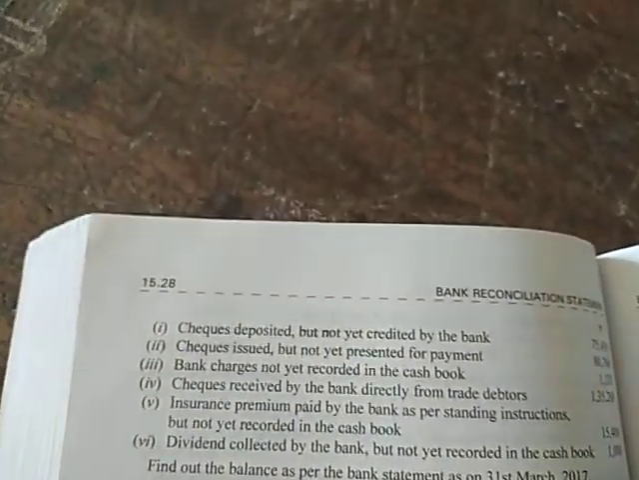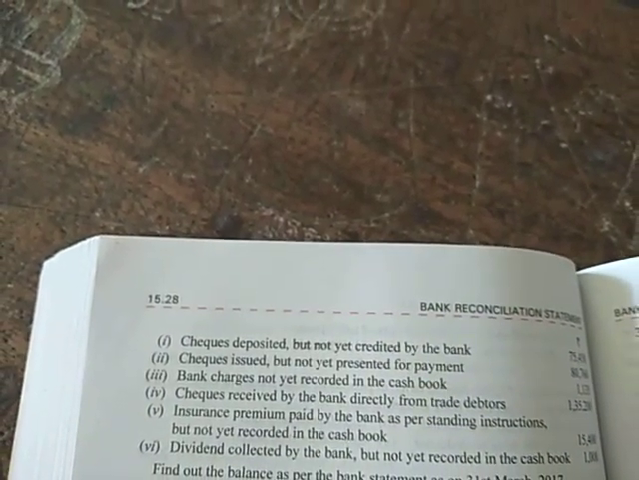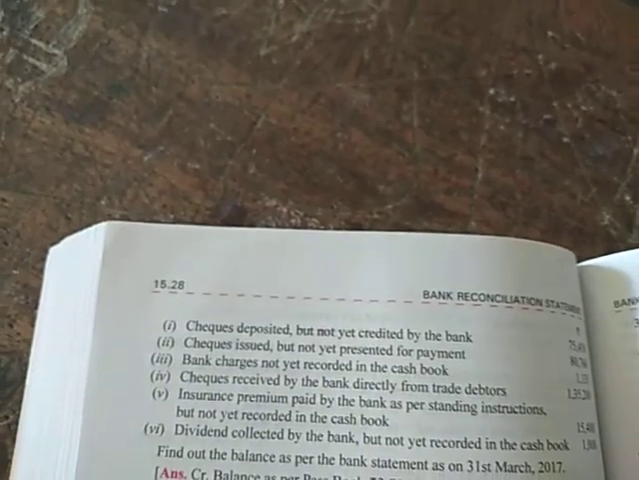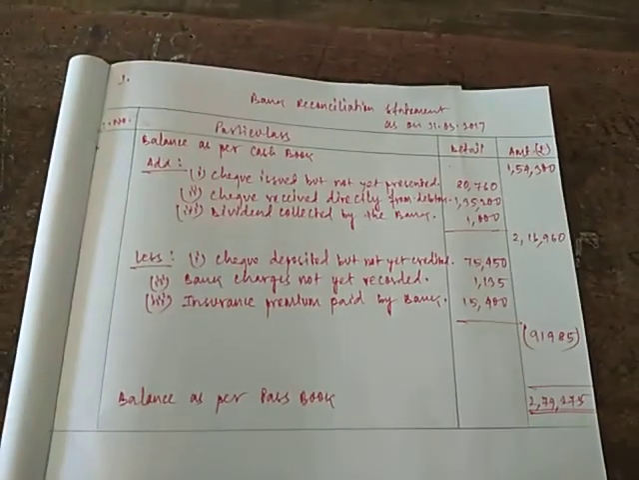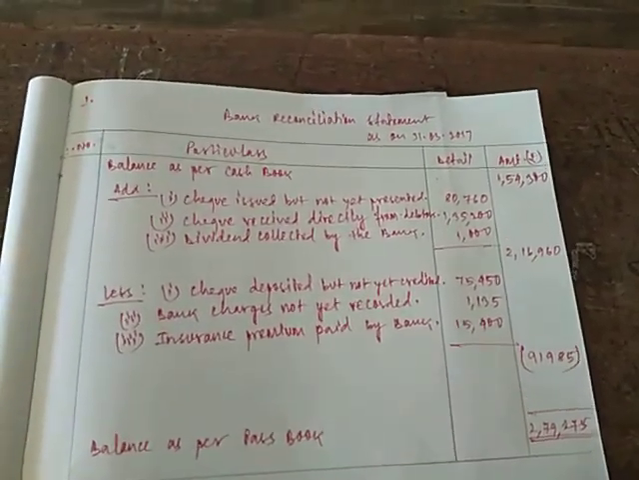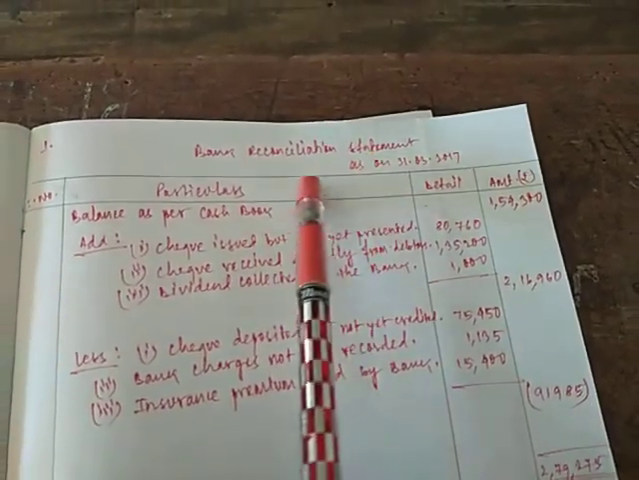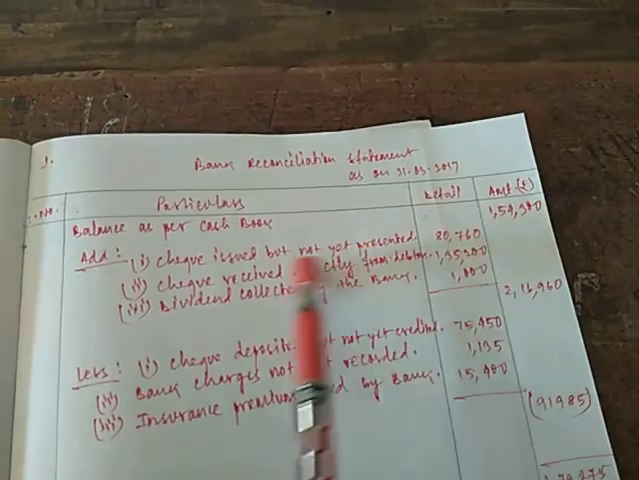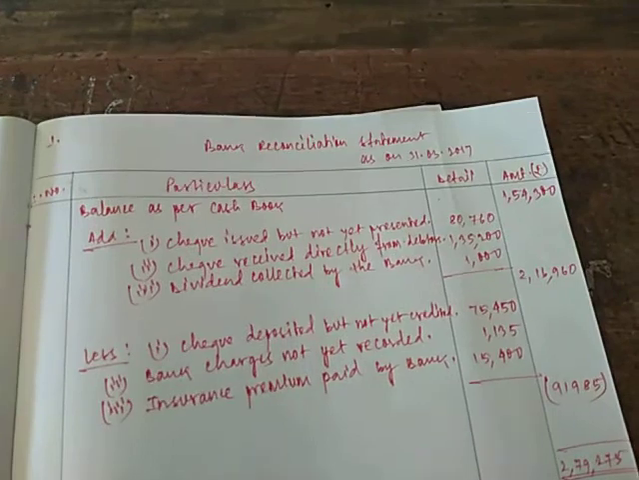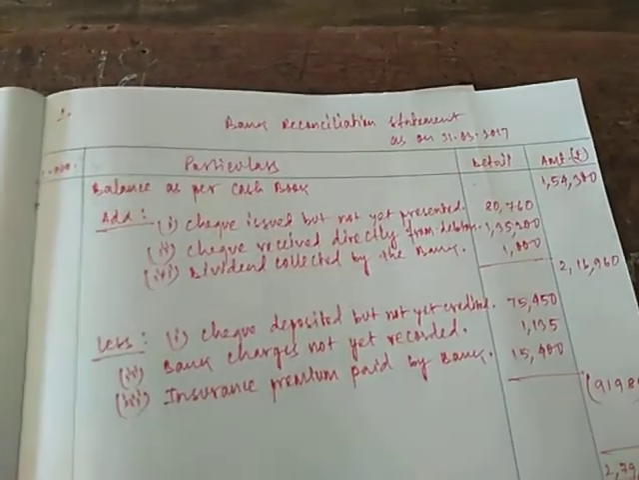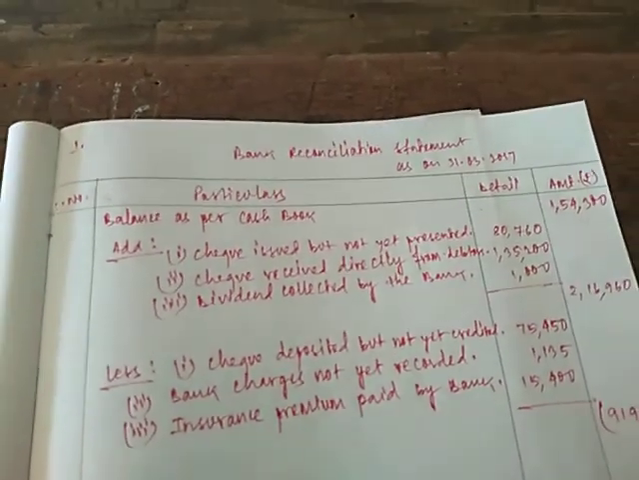We need to find out the balance as per the passbook. Cash book balance is given 1,54,300. We need to find out the balance as per the passbook. Now this is the format of a BRS. You can see here I prepared a BRS for you. First of all, you can see here at the heading it is written Bank Reconciliation Statement as on 31st March 2017. Next we have serial number, particulars, detail and amount. So it is just like the format of a journal except LF. There is no column for LF, rest everything is same like a journal.